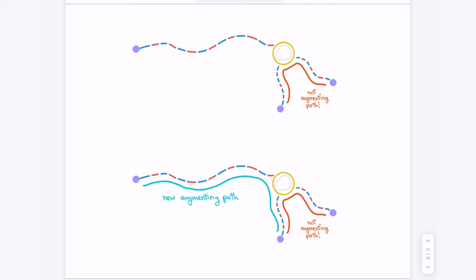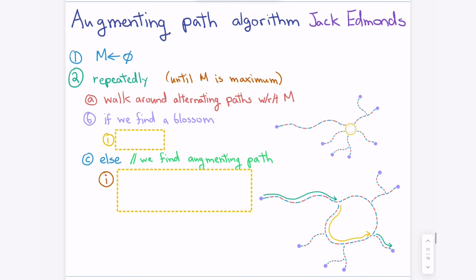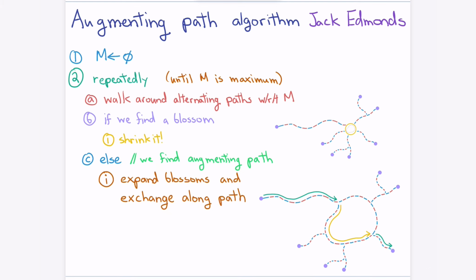So although in the shrunken graph this augmenting path got destroyed, you'll still get this augmenting path over here in this case. Okay, so good. All right, we're almost done. So that's the whole algorithm. It is an augmenting path algorithm, but the key idea is you find a blossom, you can shrink it. So you just find one, you shrink it.